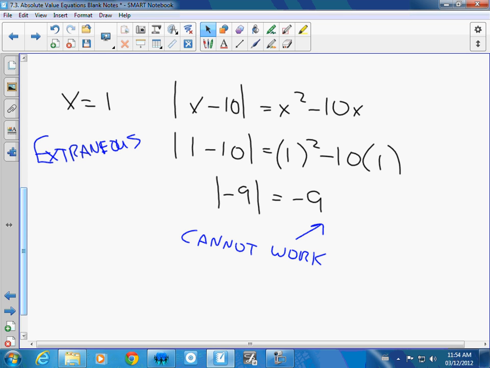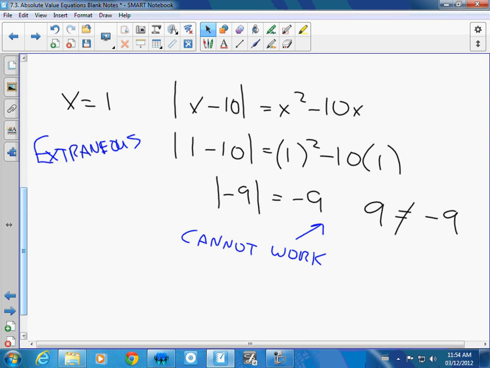Because you cannot ever take the absolute value of a number and get a negative. 9 equals negative 9, no dice, it doesn't equal, right? So your next line back here would have been 9 equals negative 9. No, that doesn't work, so it's not equal. So negative 1 works, let's try. It does work. 11 equals 11.